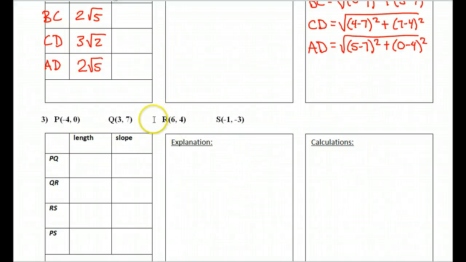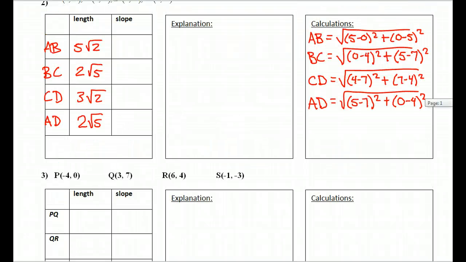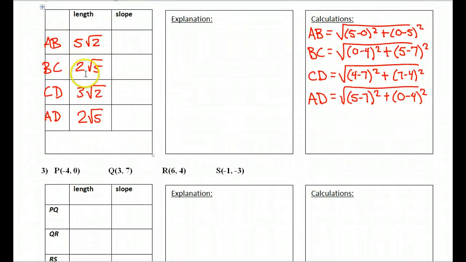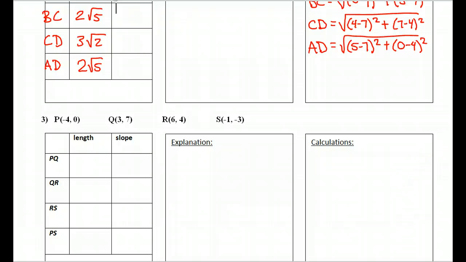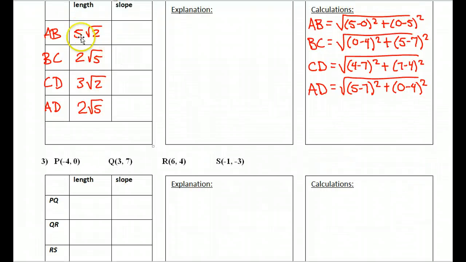Now, if you remember, in a kite, consecutive sides of a kite are congruent. So remember, a kite looks like this. Consecutive sides right next to each other should be congruent, and there should be two pairs of those, two pairs of congruent sides. So looking at the lengths that we have so far, do we have two pairs of congruent sides?